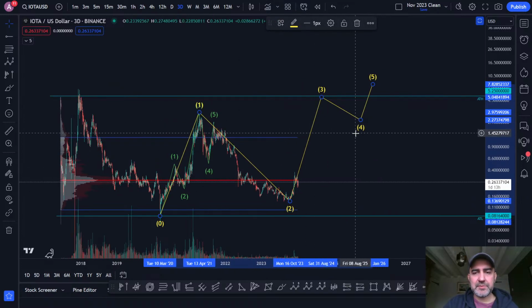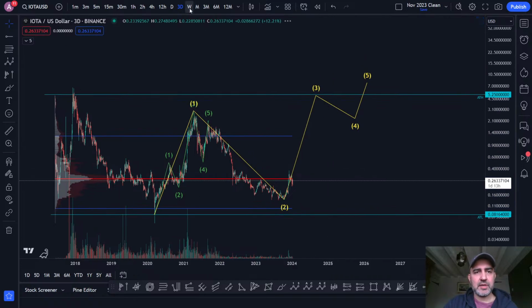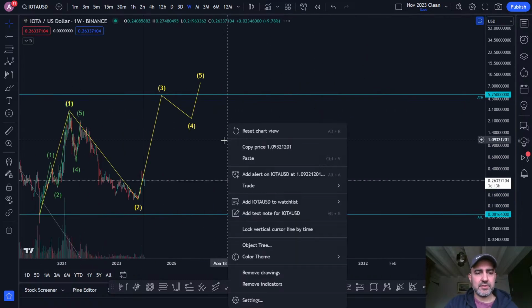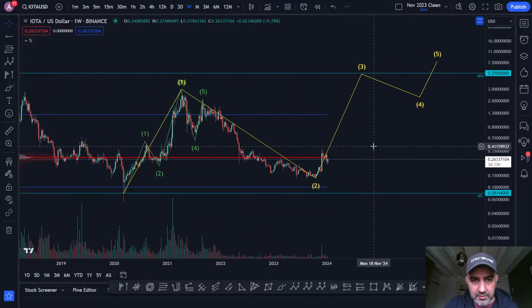I'll try and come up with some targets for you in a second. Hold on, let me just go to the weekly time frame now so I can see the candles as well.